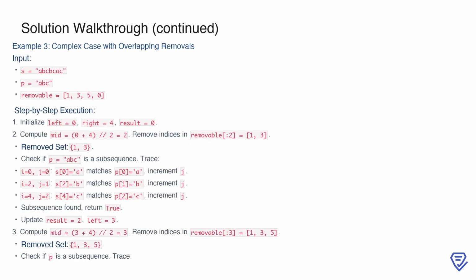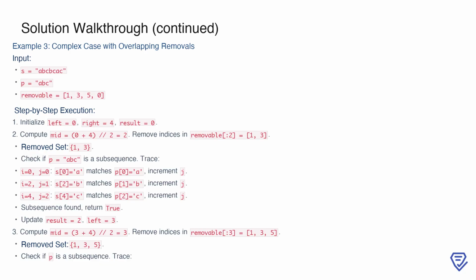In this more complex example, the string S is abcac, the pattern P is ABC, and the removable indices are 1, 3, 5, 0. We begin with left set to 0, right set to 4, and result initialized to 0. First, we compute mid equals (0 + 4) / 2 equals 2, so we remove the first 2 indices in removable, which are 1, 3, resulting in the set {1, 3}.